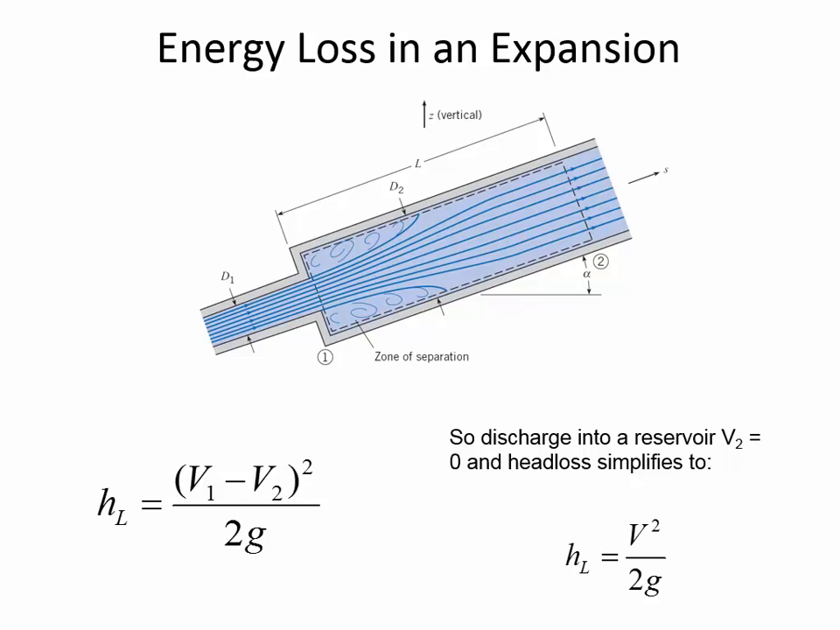So since they're on the same horizontal datum, Z1 and Z2 are equal, so I cancel those out. So what we're saying is that the velocity was big and now is small. So all of that energy that was tied up as velocity is going to go into added pressure at 2. And so Bernoulli says that P2 is going to be bigger than P1. So in other words, pressure goes up.